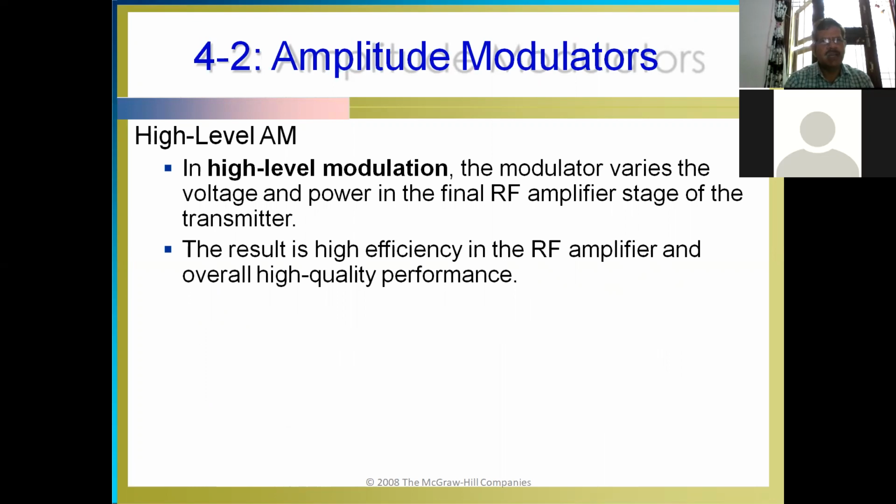Second type is the high level AM. So in high level modulation, the modulator varies the voltage and power in the final RF amplifier stage of the transmitter. The result is high efficiency in the RF amplifier and overall high quality performance.